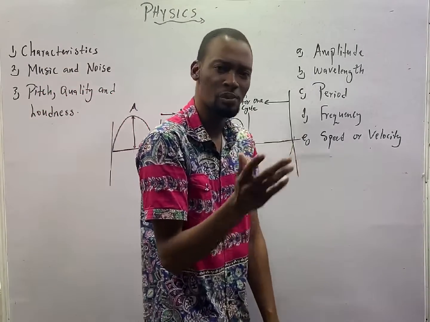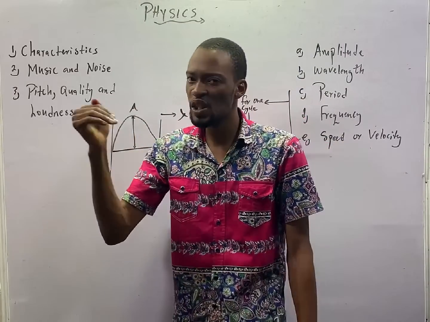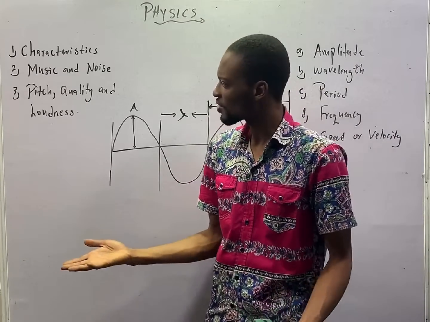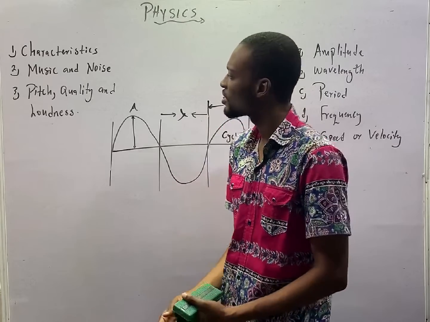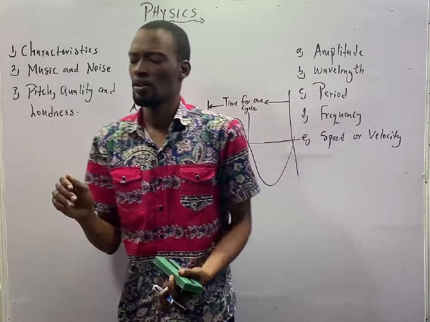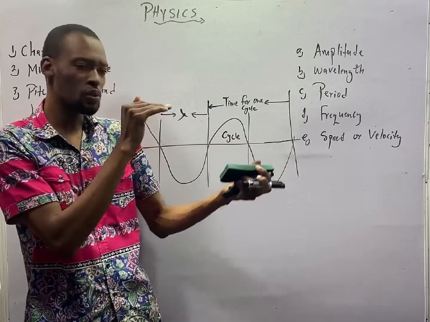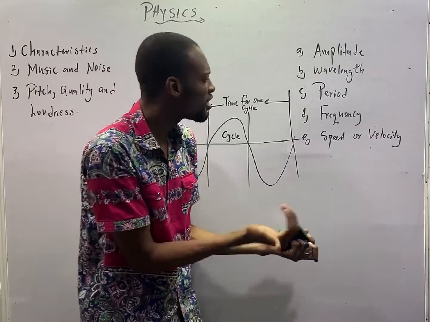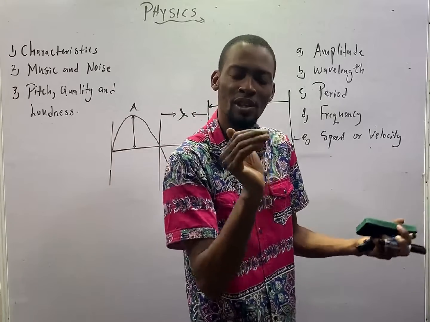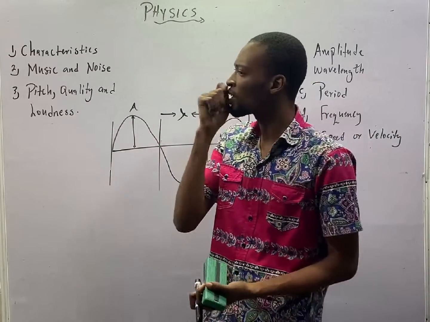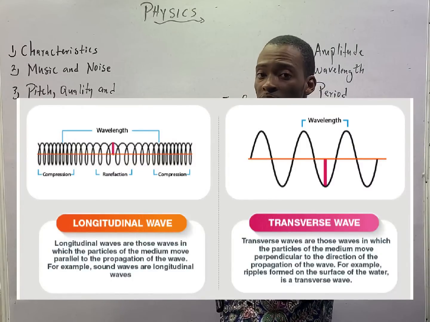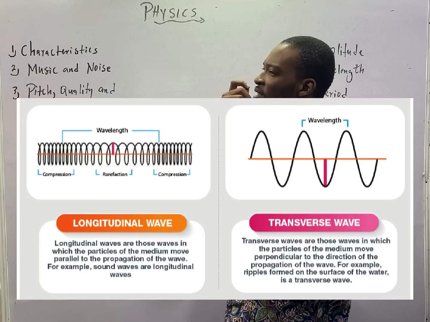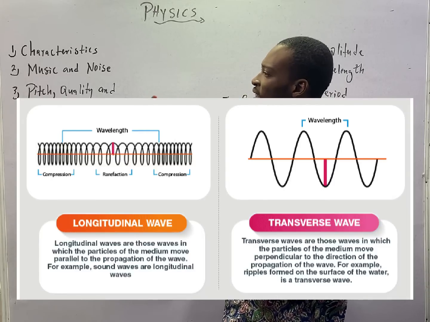It requires a material medium. You cannot pass sound through an empty space or vacuum. You won't hear. So, sound can travel in liquids, solids, and gases. Based on the direction of propagation and the direction of the waves, waves can be transverse or longitudinal. Sound waves belong to the longitudinal family. The direction of propagation is parallel to the direction of the wave. You see, the wave is produced this way and the particles are moving like this.